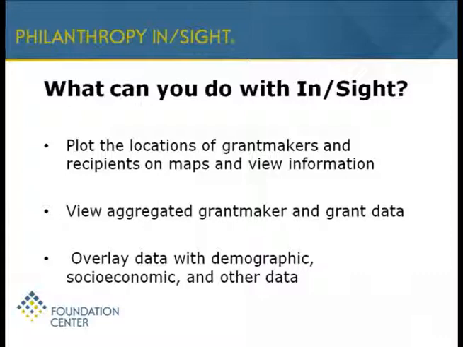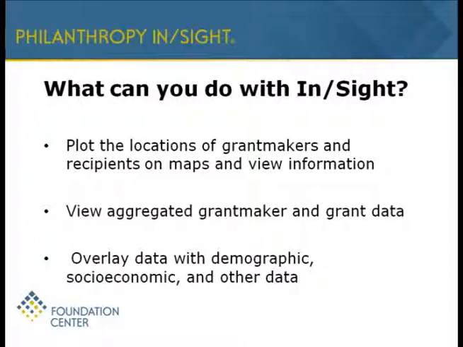Philanthropy Insight is an interactive mapping tool. So it combines the Foundation Center's data on grant makers and grants with Google Maps. So you can see who funds what, where. And you can customize your maps in a variety of ways to see what you would like on a map. So it allows you to plot the locations of the grant makers and the recipients on maps. So it'll show up little green pins for the grant makers and little orange pins for the recipients.